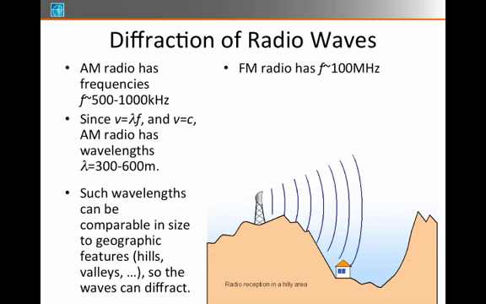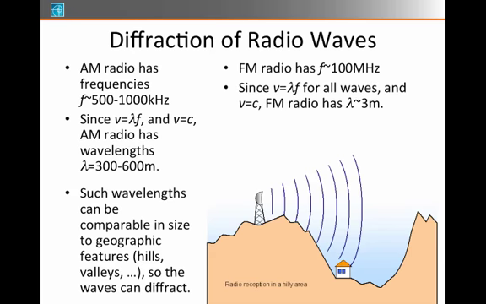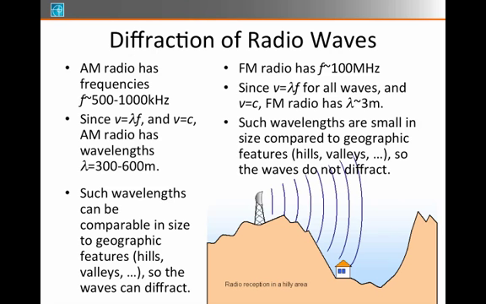Other kinds of radio waves, like FM radio, have frequencies on the order of 100 megahertz, so substantially larger, because the highest AM frequency is only 1 megahertz. And again, since v equals lambda f for all waves, then FM radio would have a wavelength on the order of 3 meters, so very, very small. In this case, the features that you would be passing by if you were an FM radio wave are pretty large compared to the wavelength. And so in that case, the diffraction effect would be very small. You would not see bending of radio.